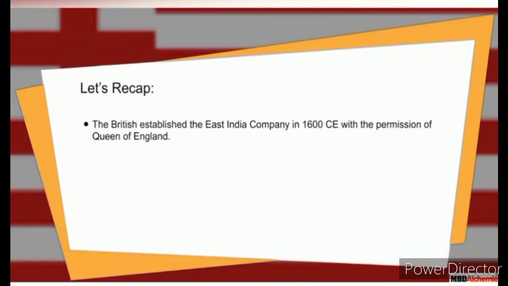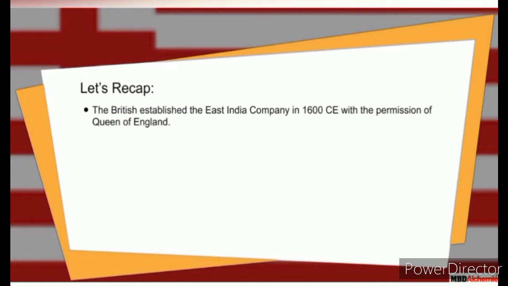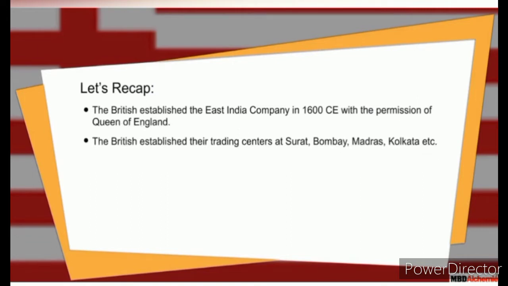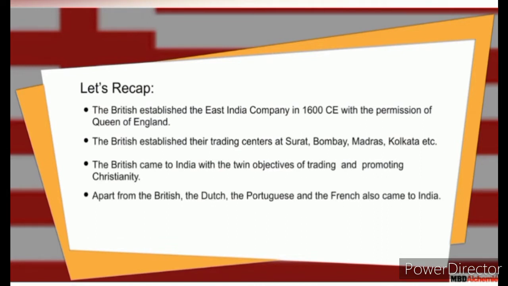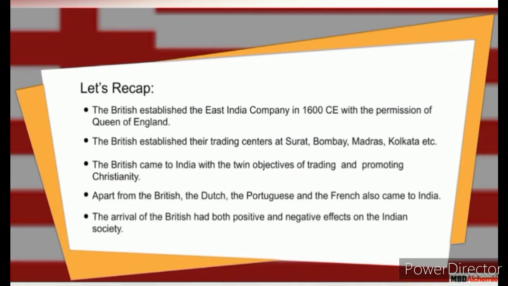Let's recap. The British established the East India Company in 1600 CE with the permission of the Queen of England. The British established their trading centers at Surat, Bombay, Madras, Kolkata, etc. The British came to India with the twin objectives of trading and promoting Christianity in India. Apart from the British, the Dutch, the Portuguese, and the French also came to India. The arrival of the British had both positive and negative effects on the Indian society.